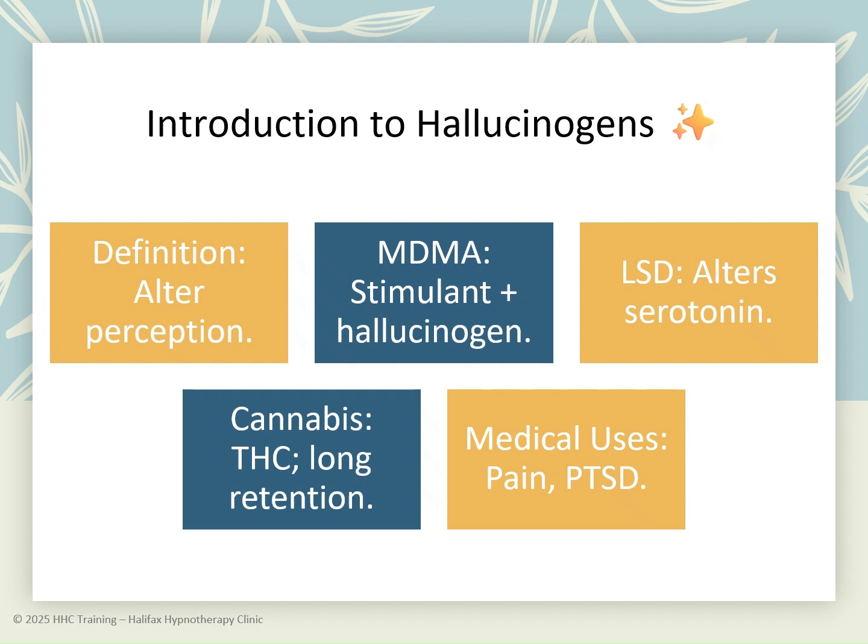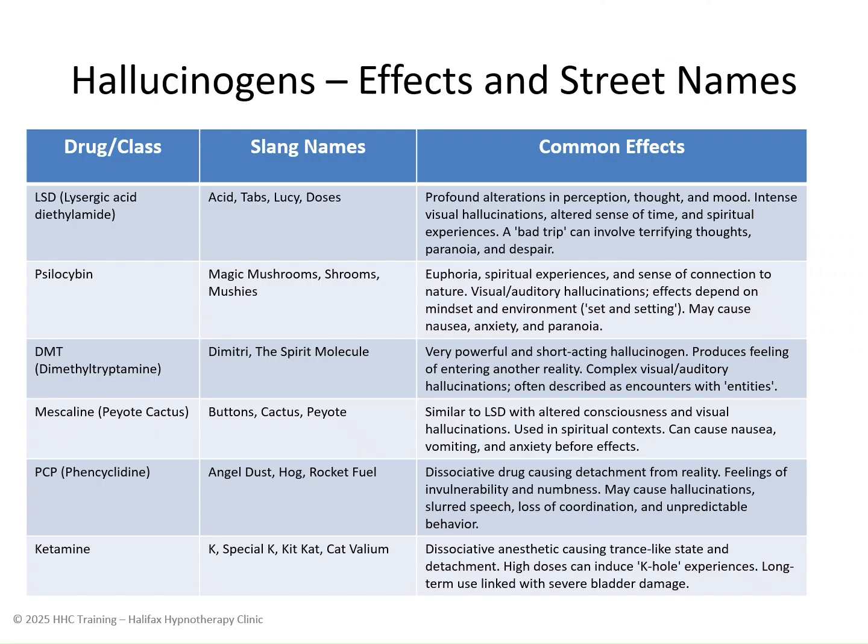Hallucinogenic drugs and their effects. The following table provides more detail. For the drug class LSD or lysergic acid diethylamide, slang names include acid, tabs, lucy, and doses. Common effects include profound alterations in perception, thought, and mood, intense visual hallucinations, for example, geometric patterns, trails, and intense colors, an altered sense of time and spiritual experiences. A bad trip can involve terrifying thoughts, paranoia, and feelings of despair.